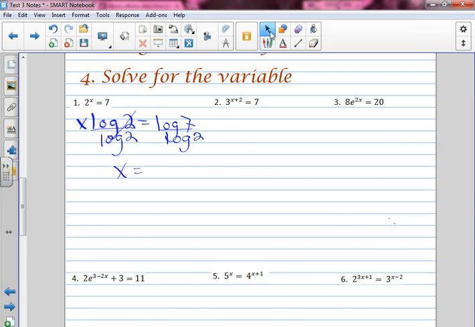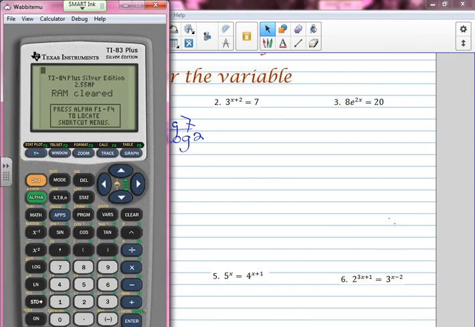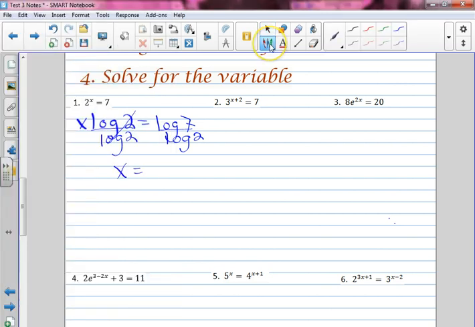So now I'm ready to go into my calculator. And I'm doing the log of 7 divided by the log of 2. And that gives you 2.8074. And there's your first example.